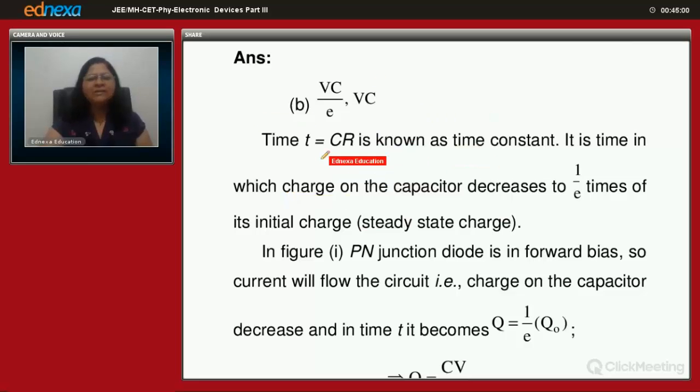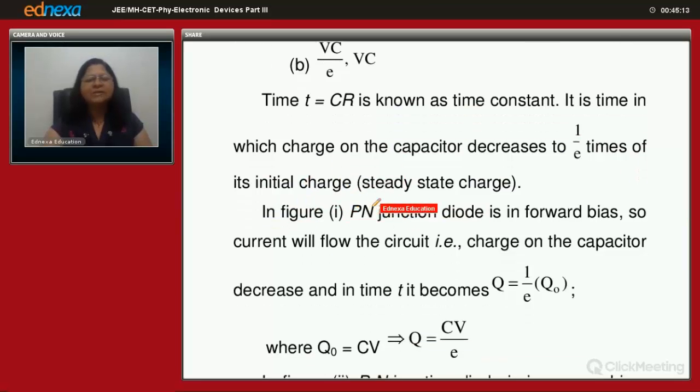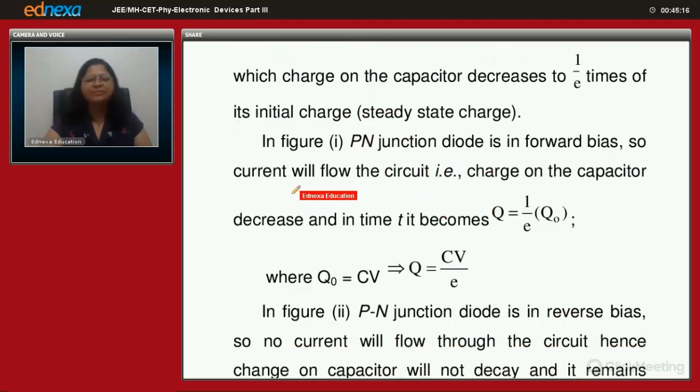You are given the RC time constant. It is the time in which the charge on the capacitor decreases to 1 upon e times of the initial charge, which is called the steady state charge.